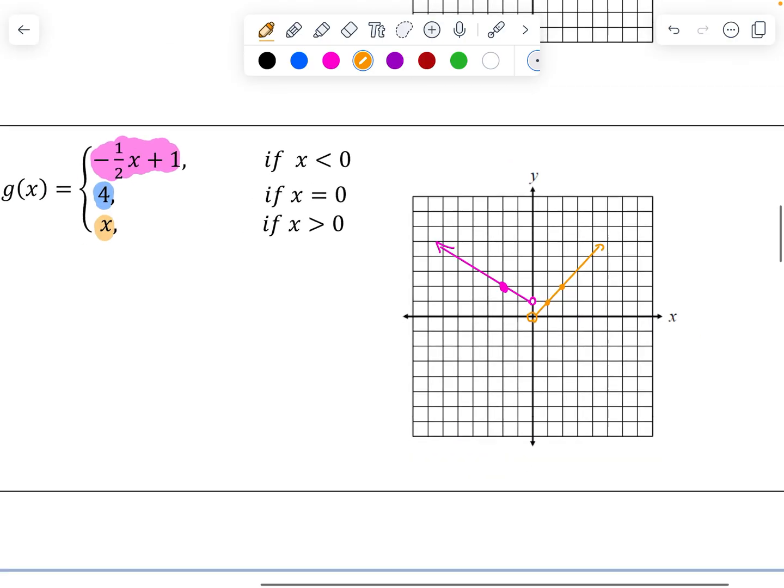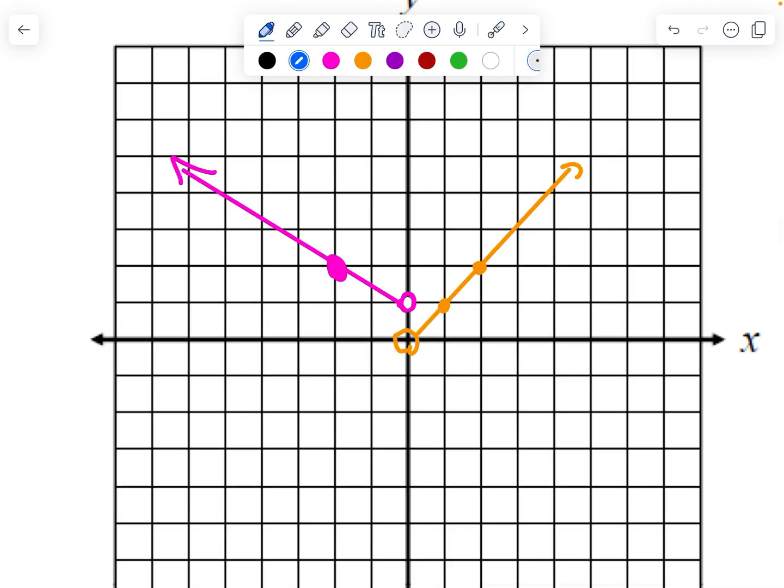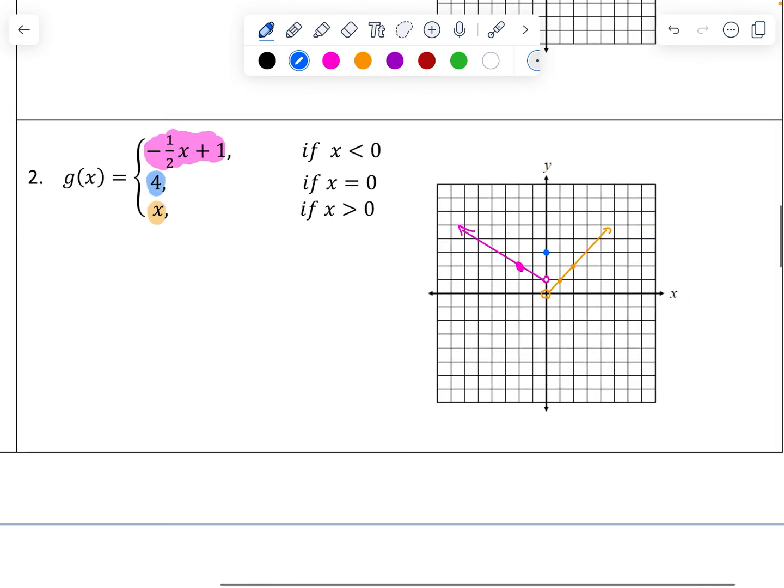Now this third piece in blue here, this is just saying this is our y value when x is 0. So it's just a point, (0, 4). Just a single point, (0, 4), 1, 2, 3, 4, right there. And that's it. So that's what that graph looks like.